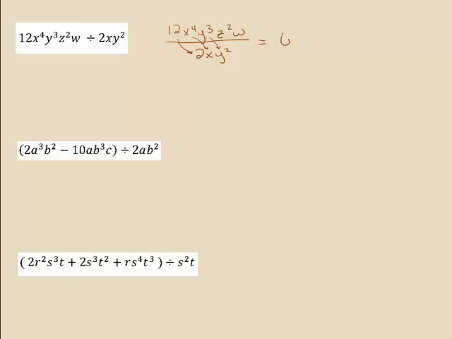12 divided by 2 is 6. 4 minus 1 is 3. 3 minus 2 is 1, and then the z squared and the w remain the same. We'll apply that as well.